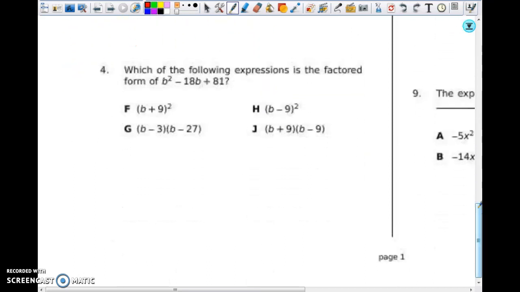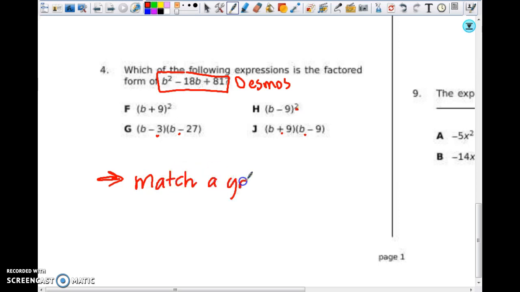Number 4. Which following expression is factored? So this is the expression they give you. How can we do this one? Again, Desmos, right? You're going to put this in Desmos. And how will you know that these are the factors? If you have both factors, did they give us both factors? Did they give us 2 factors? Yes. If they give you both, you're just matching a graph again. So plug in your answer choices.